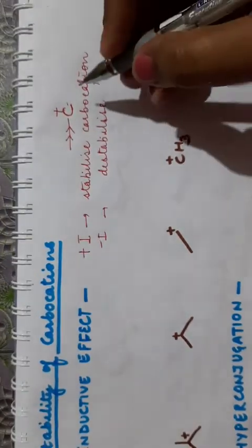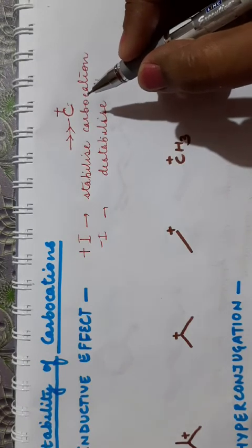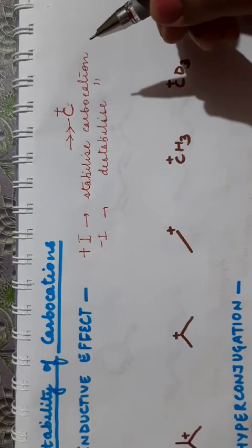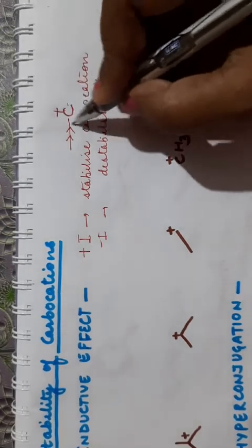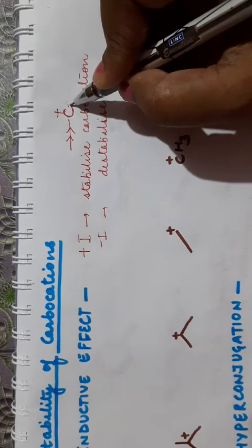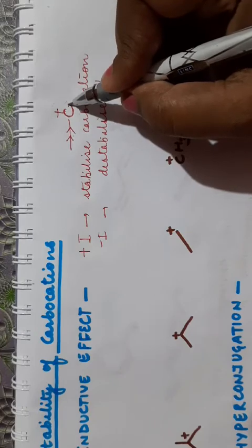Clear? So charge, any charge on any species, is like a burden or load. It will try to reduce its burden or load by gaining the electron. Whatever method, by whatever way it can reduce its charge, it will stabilize it. Any group which can reduce this positive charge on the carbon will stabilize it. Any group which will increase the positive charge will destabilize it.